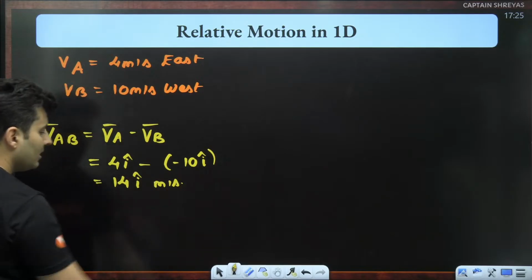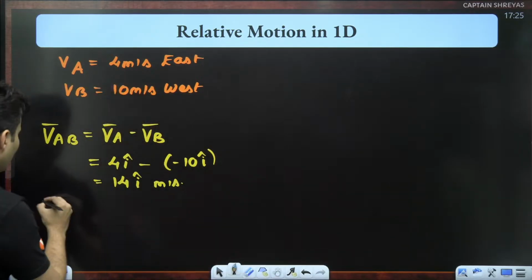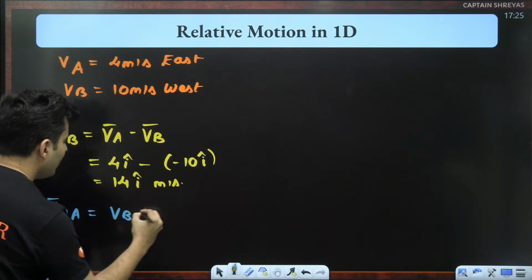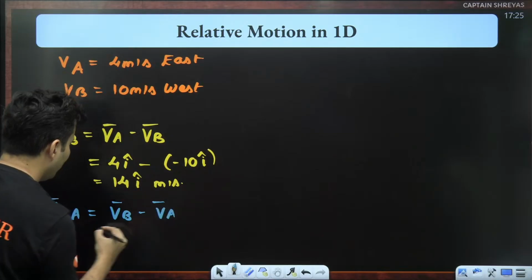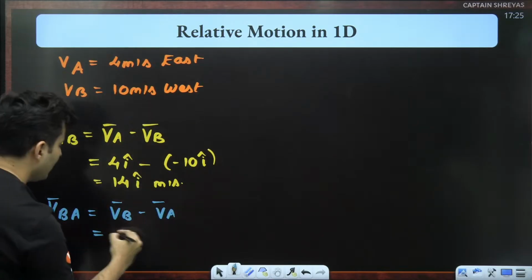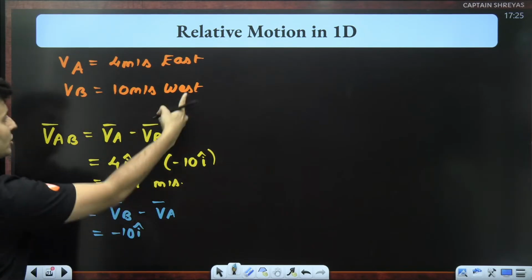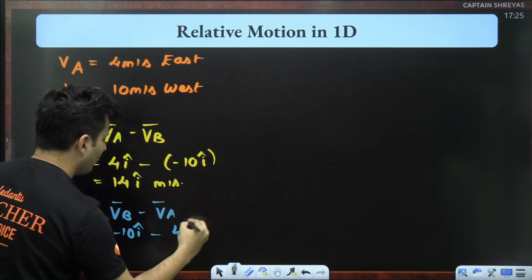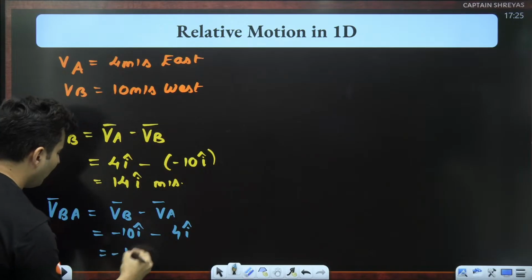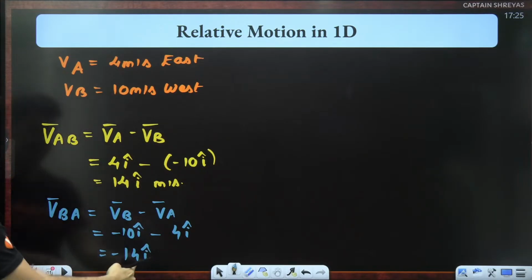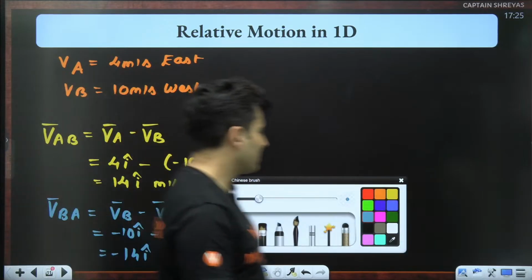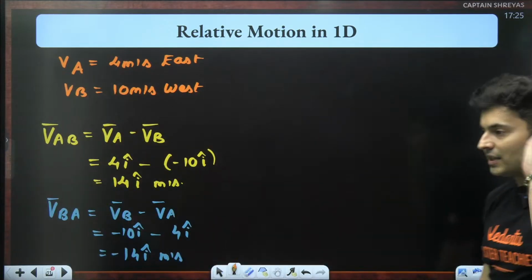That is the answer. Same way, if somebody tells you the velocity of B with respect to A, it will be VB minus VA. What is B's velocity? It is negative 10 i cap because you are going towards the west. A is 4 towards the east, so plus 4 i cap. So this will become minus 14 i cap. And as expected, they are just negatives of each other.